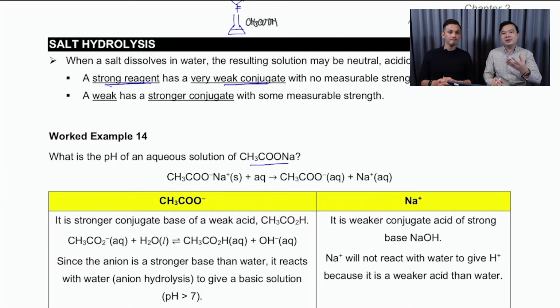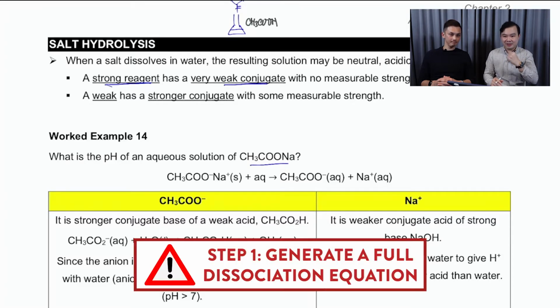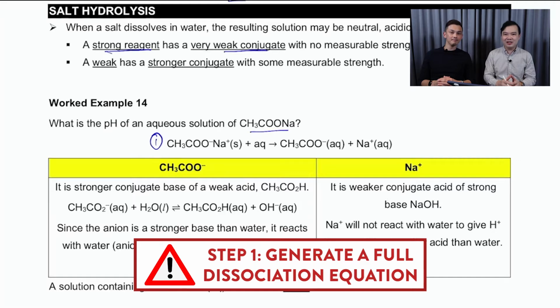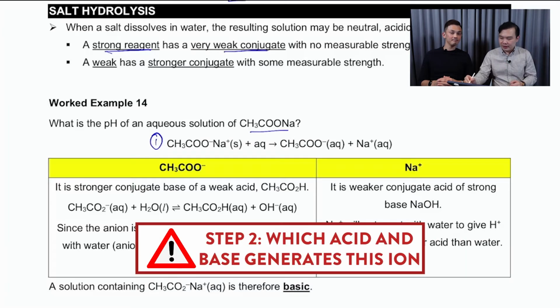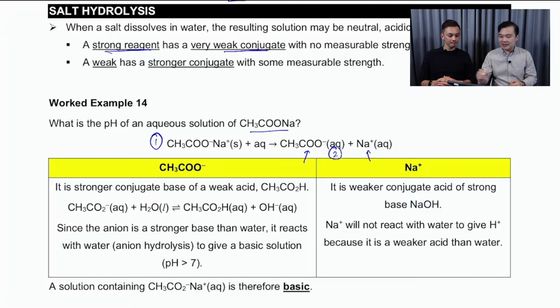In order to determine whether it is acidic, neutral, or basic, we're going to follow 3 major steps. Step 1 is to generate a full dissociation equation to show what ions are present in the salt solution. Step 2 is going to be a little bit weird. That's where you start to look at what acids and bases create these ions. William, the ethanoate ion, where did it come from originally?